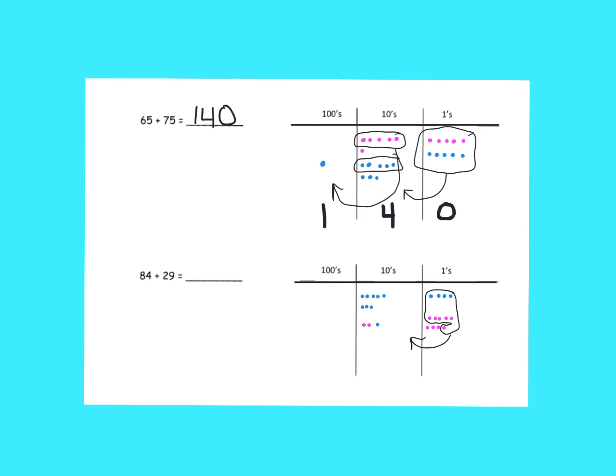And then again, group them. 1, 2, 3, 4, 5, 6, 7, 8, 9, 10. And move one. So then we can have one here. Now we're going to count them. What's left over here? So we have 3 that are left in the ones place. We have 1 that is left in the tens place. And we have 1 in the hundreds place. So then we know that 84 plus 29 is 113.